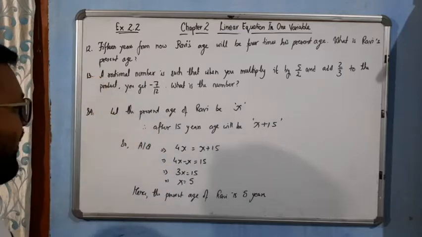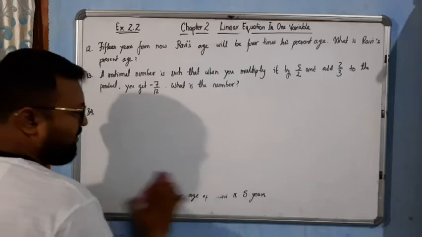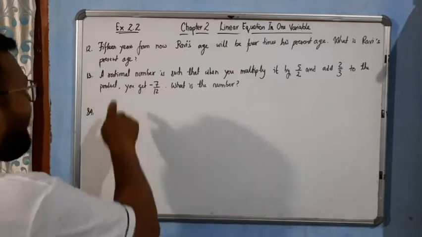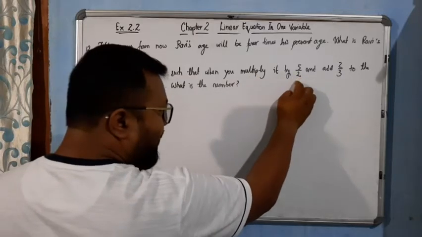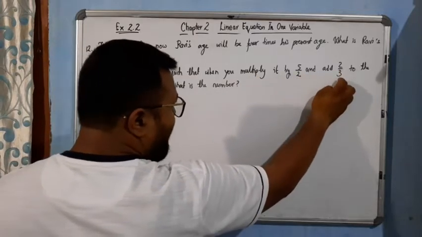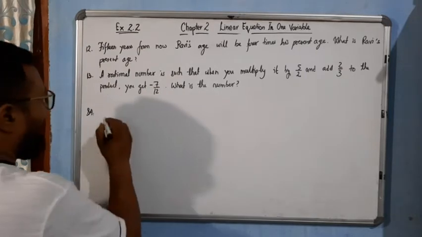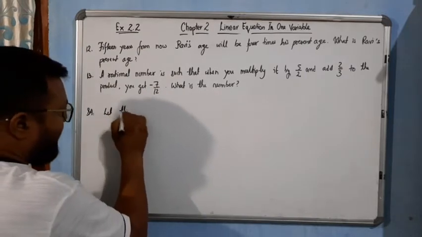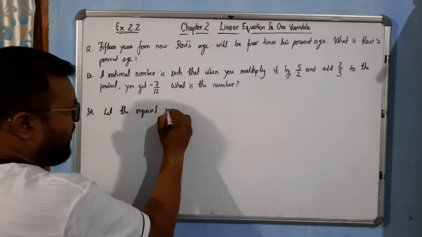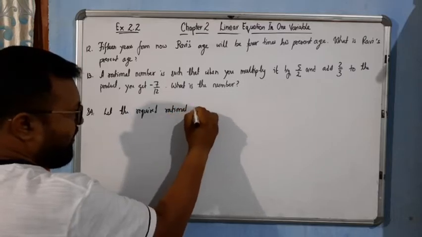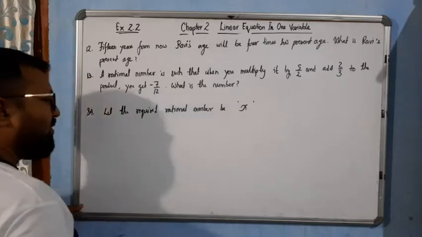Now come to question number 13. Question number 13 says that a rational number is such that when you multiply it by 5 by 2 and add 2 by 3, you will get minus 7 by 12. So let's take, let the required rational number be x.